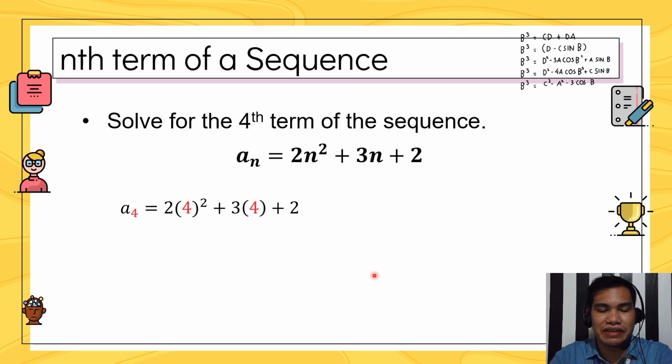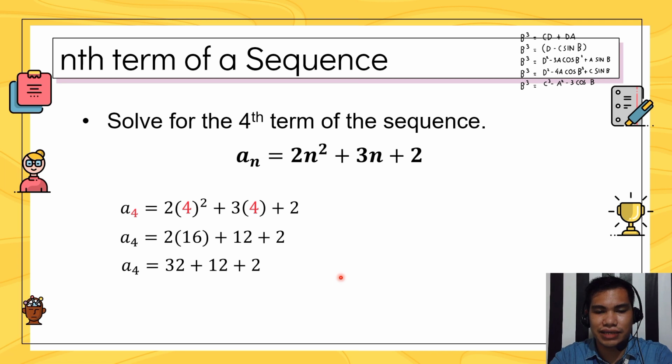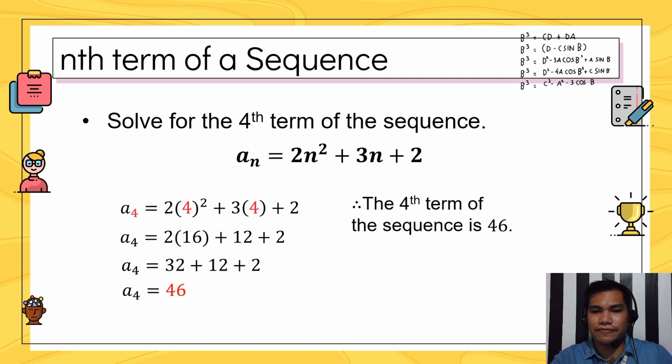So, simplifying that one, we have a sub 4 is equal to 2 times 16 plus 12 plus 2. And then, a sub 4 is equal to 32 plus 12 plus 2. Simplifying further, we have a sub 4 is equal to, pila na? 46. Ayun. Simple as that. Therefore, the fourth term of our sequence is 46.